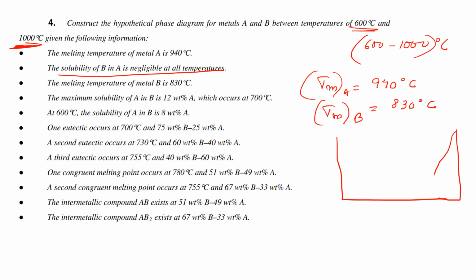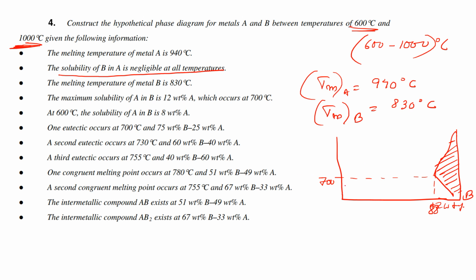The maximum solubility of A in B, towards the pure B region, is given as about 12.8%. So we have a dimple of 12.8% A, which corresponds to about 88.8% B. This is the dimple that will be forming near the B region. The maximum occurs at the peak at 700 degrees centigrade. The solubility of A in B at 600 degrees centigrade is 8%.